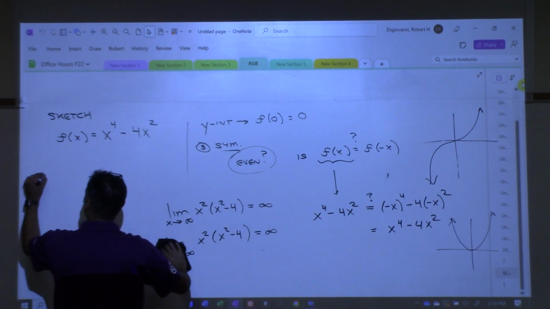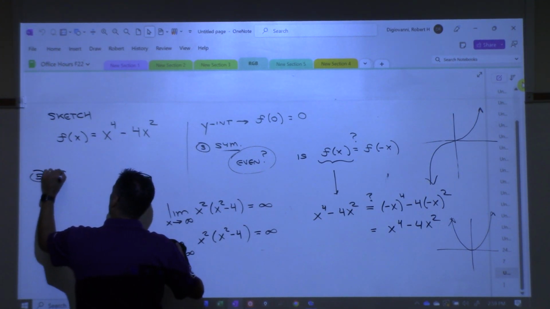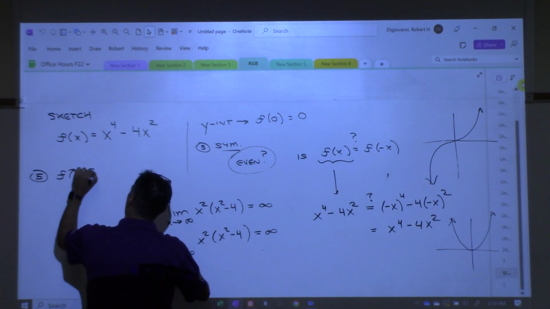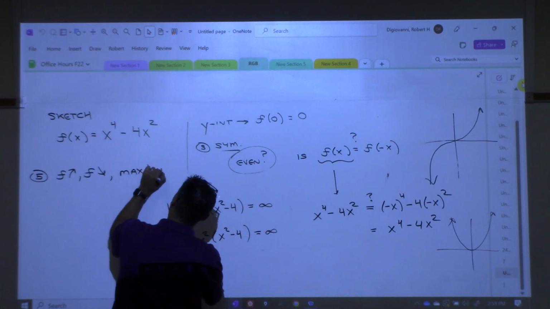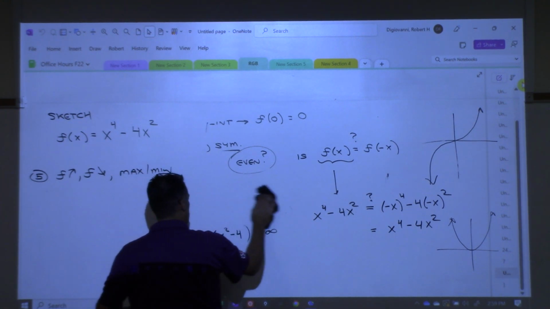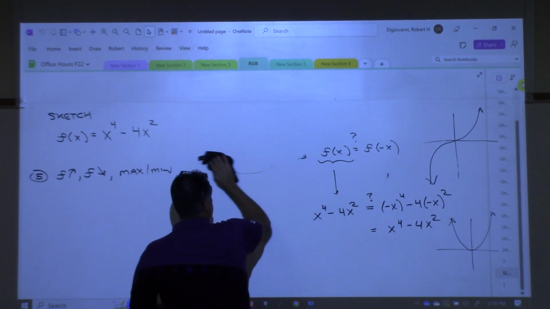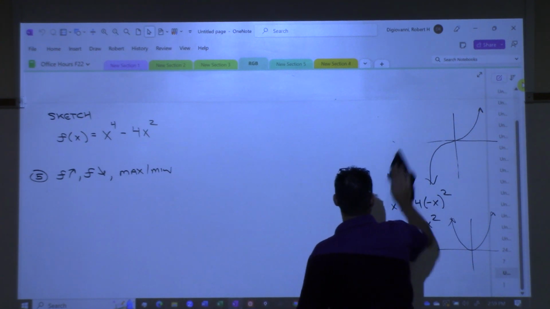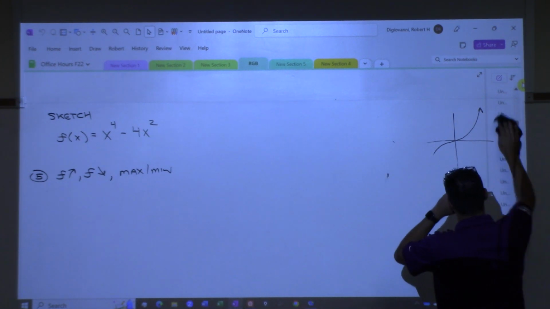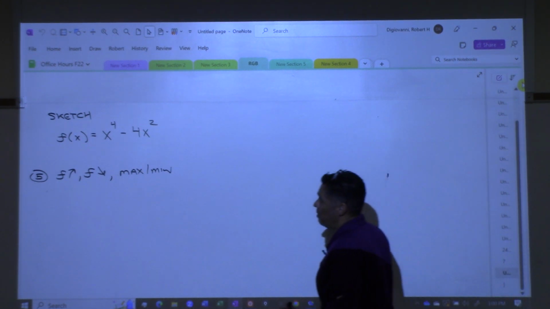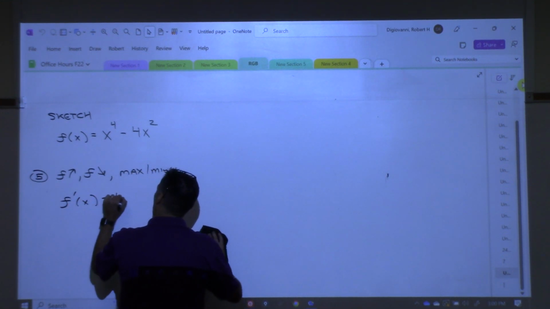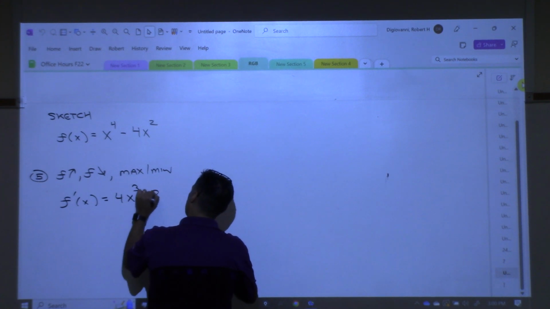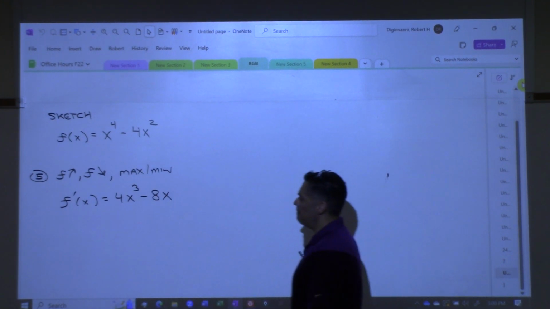So step 5, let me see where this function's going up, where it's going down, right? Any max, mins. So what am I going to need to do this step? What am I going to need to work with? The derivative, right? So I may as well take it. Take the derivative. 4x cubed minus 8x to the first power, right?